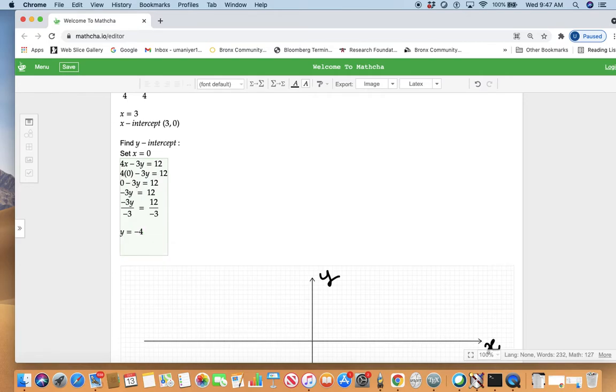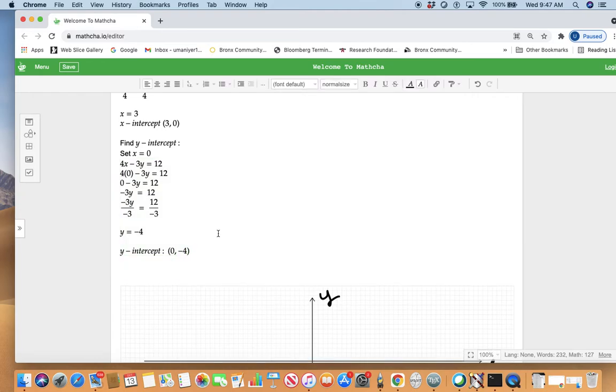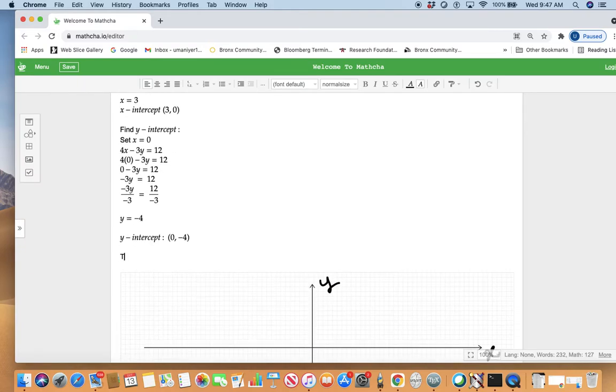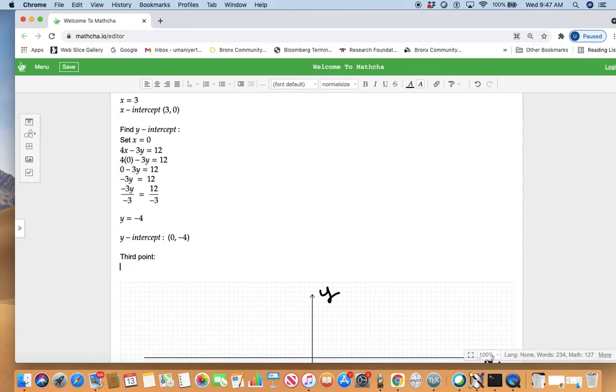So you have your y-intercept. That is the point with x coordinate 0, y coordinate negative 4. Alright. So you found the x and y intercepts. Now you want to find a third point. To find a third point, set either the x or y variable to some number of your liking other than zero.